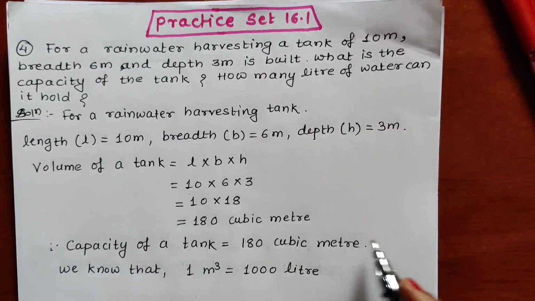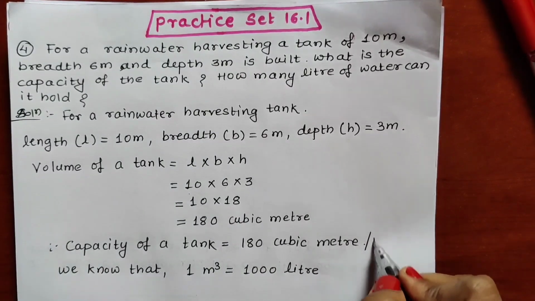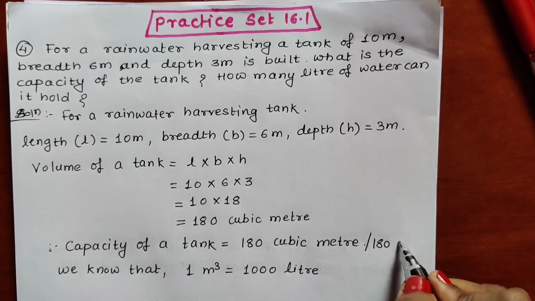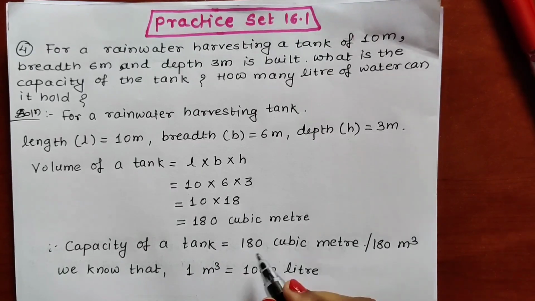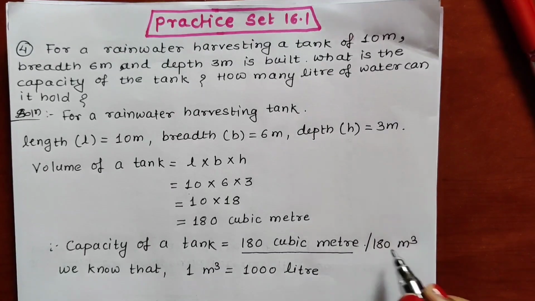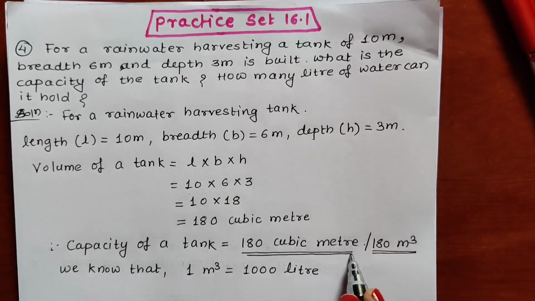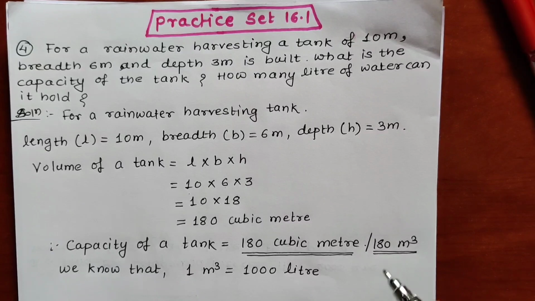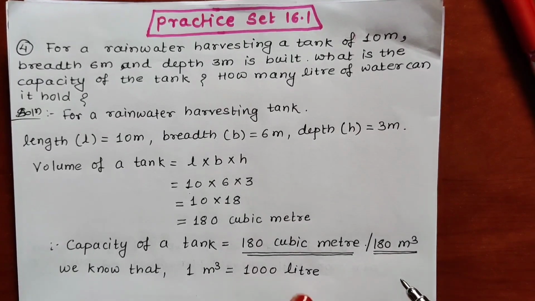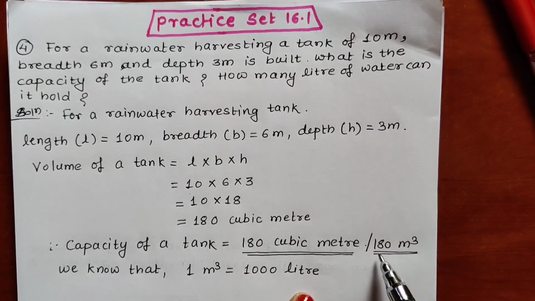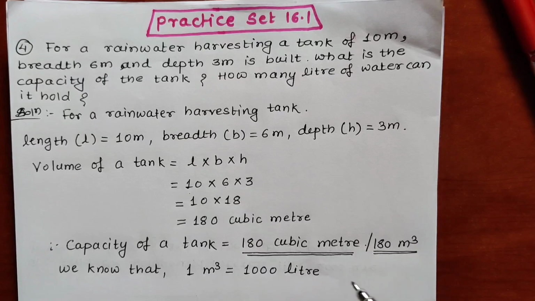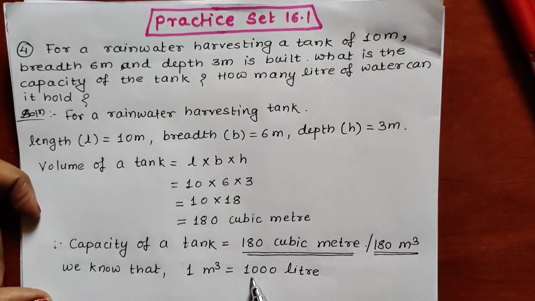Cubic meter means meter cube. 180 cubic meter or 180 meter cube, one and the same thing. Either you can write cubic meter or we can write meter cube. So 1 meter cube is equal to 1000 liter. We have to convert this 180 meter cube into liter. So what we have to do? We have to multiply it by 1000.